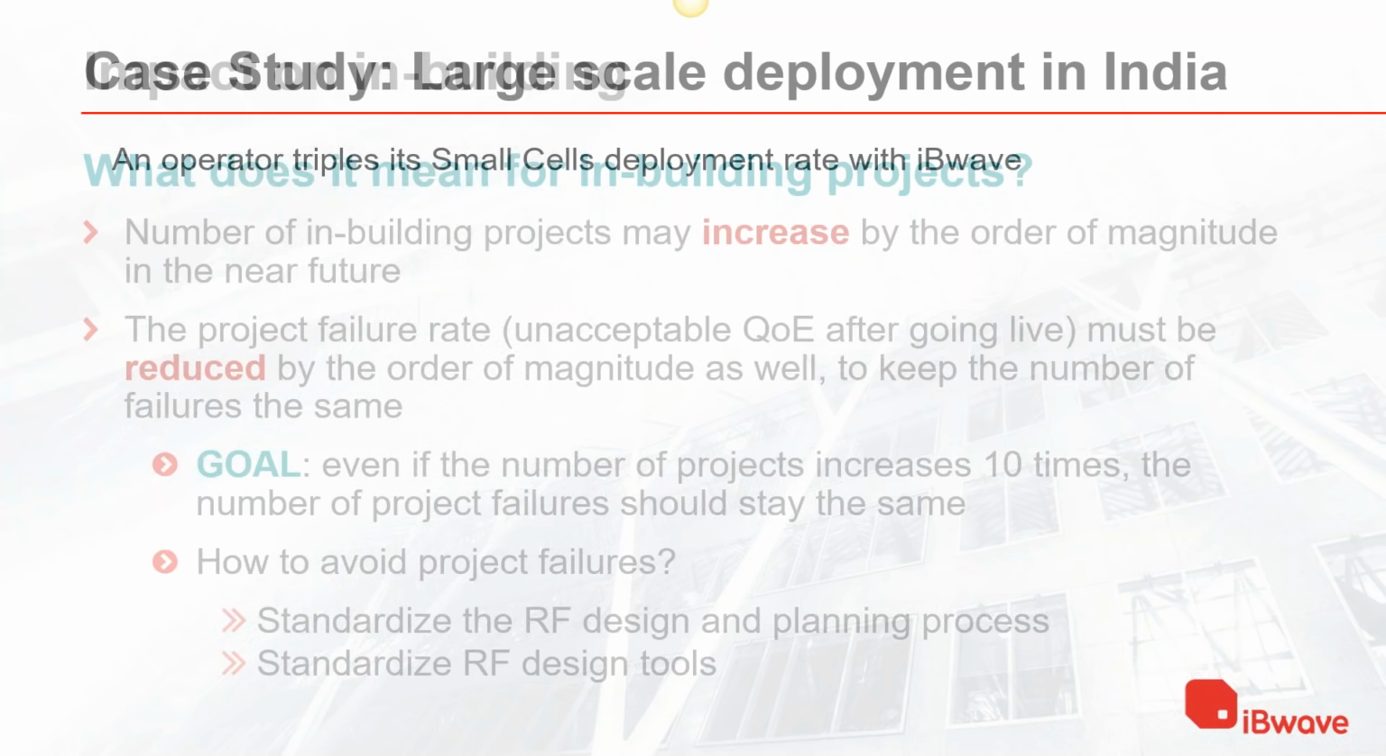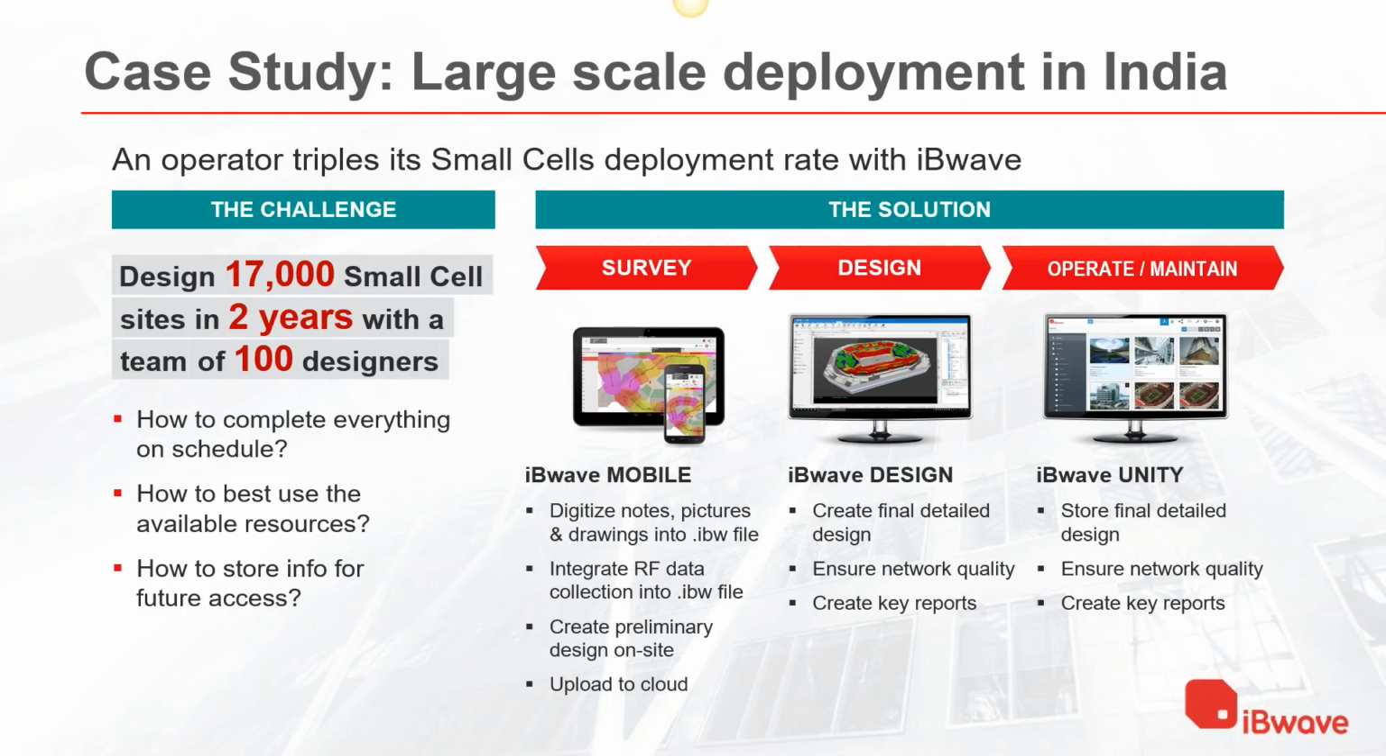So to that end, I'm going to give you a nice case study of a large-scale deployment in India. The challenge was there were 17,000 small cells to design in 2 years with a team of 100 engineers. So that's really a tall task. We were faced with the issue of how to complete everything on schedule, how to best use the resources, and how to store the info for future access. So we gave them the solution for survey, design, and operation and maintenance.